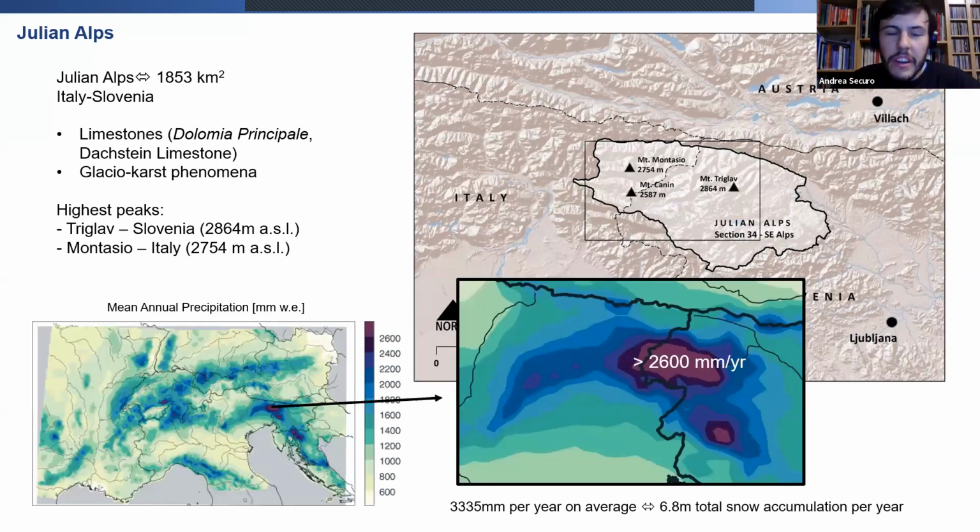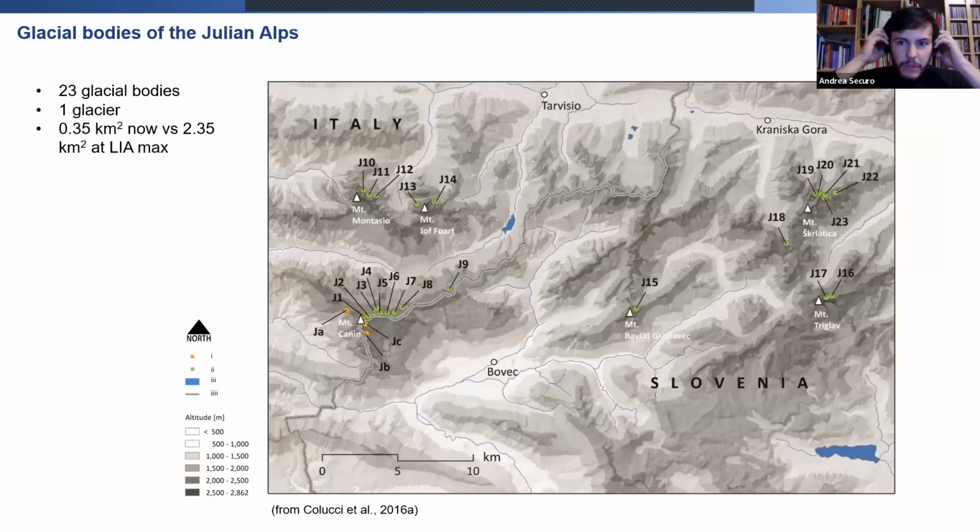But what is peculiar of the area is that it has the highest mean annual precipitation in the entire European Alps, with values reaching 3,300 millimeters per year in the Canin Massif, which is one of our core study areas for the caves. And that is very interesting because it leads, of course, to a lot of snow. We are talking about 6.8 meters per year of total accumulation, but we have a lot of years exceeding 10 meters of cumulative snow depth. So it's a very snowy area for the Alps.